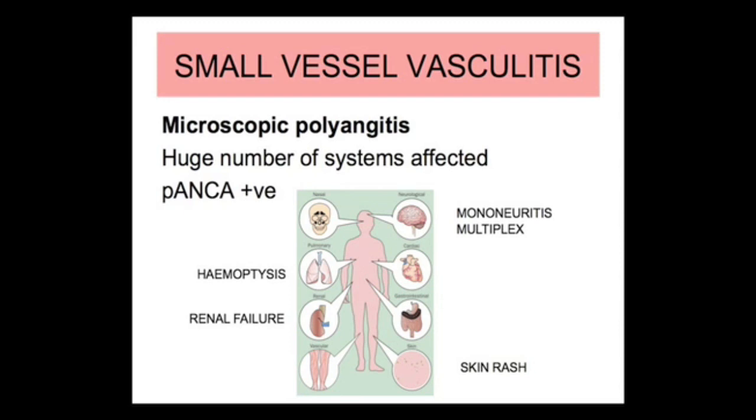These four characteristics are the most common ones, but the other systems shown in this diagram can also be affected. Now, contrary to Wegener's, microscopic polyangiitis generally has an association with P-ANCA, but again, it is extremely important to realize that P-ANCA does not necessarily mean that the patient has microscopic polyangiitis, nor does not having P-ANCA mean the patient doesn't have microscopic polyangiitis.